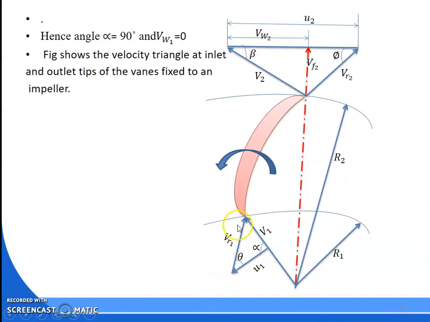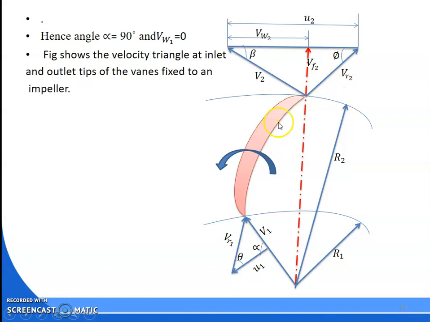See here, that is the inlet of the vane, that is the outlet of the vane, leading section and trailing section. So water will enter radially. V1, the inlet absolute velocity of the water, makes an angle of 90 degree, so alpha is 90 degree here. This one is the blade velocity U1. This is the relative velocity VR1, making an angle theta with the blade velocity.